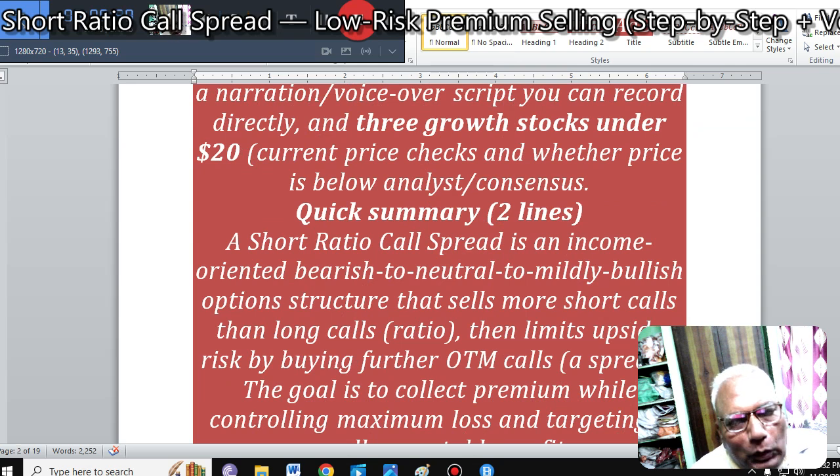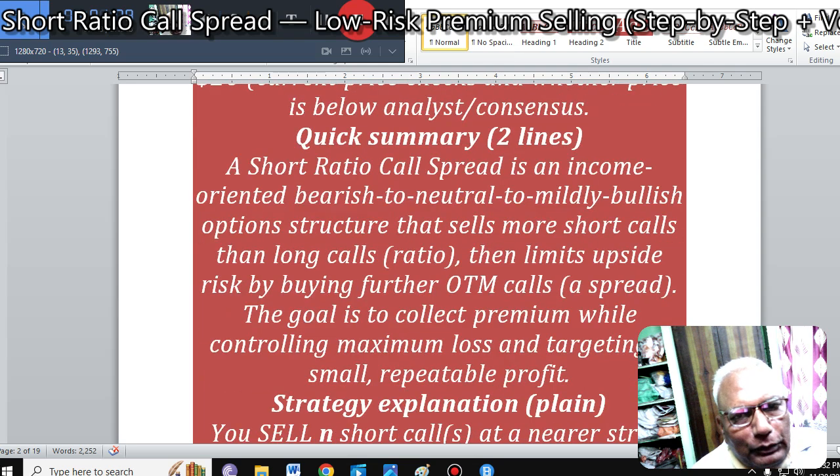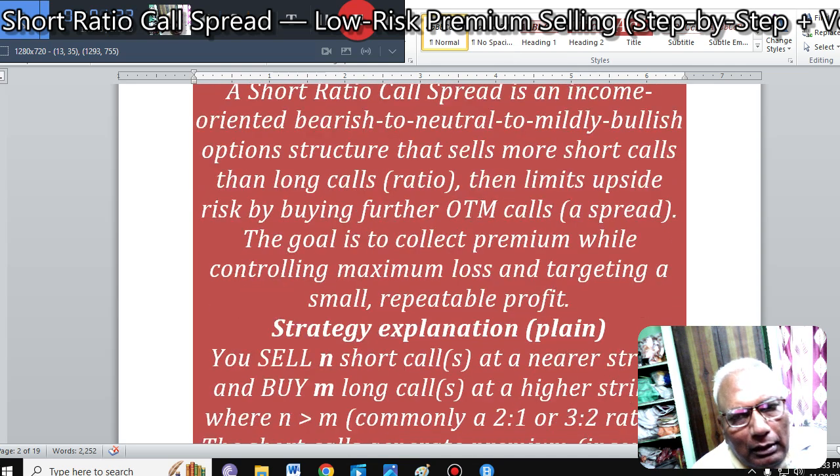Quick summary, 2 lines. A ratio call spread is an income-oriented, bearish to neutral to mildly bullish option structure that sells more short calls than long calls, then limits upside risk by buying further OTM calls. The goal is to collect premium while controlling maximum loss and targeting a small, repeatable profit.